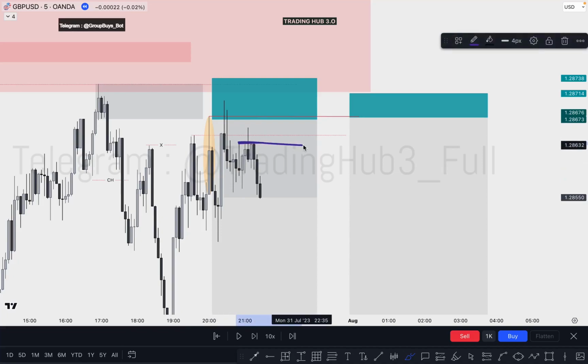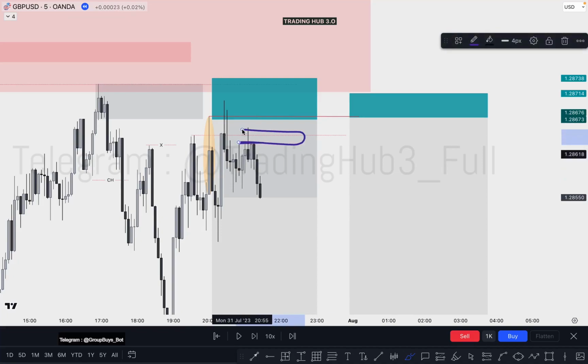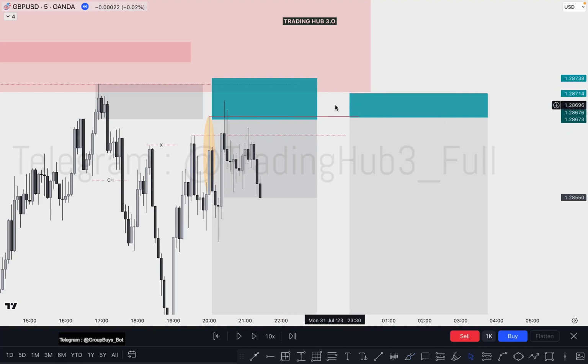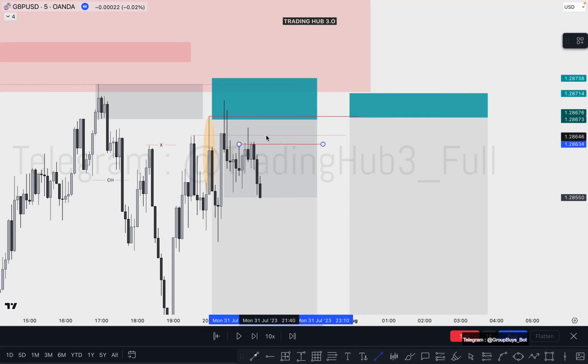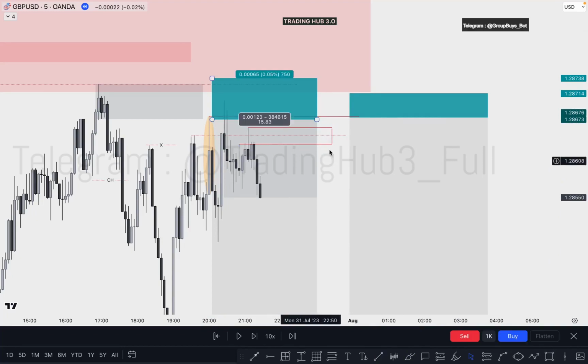It means this one is also called hidden POI, demand zone and supply zone, right? In terms of the lower time frame structure. So this one is our previous high, it grabs the liquidity, and this is a zone. And this is a zone when you are looking for the sell.